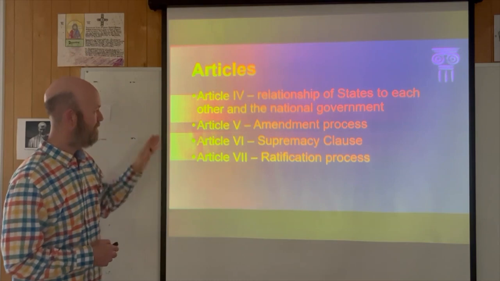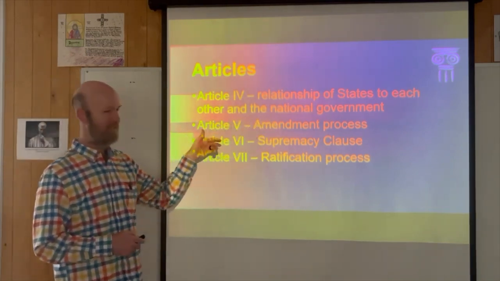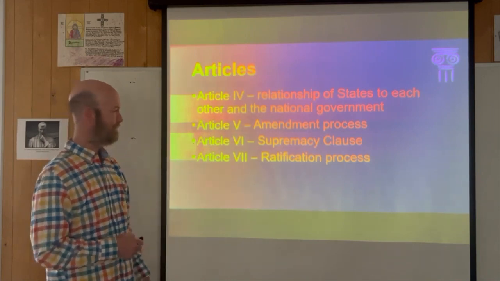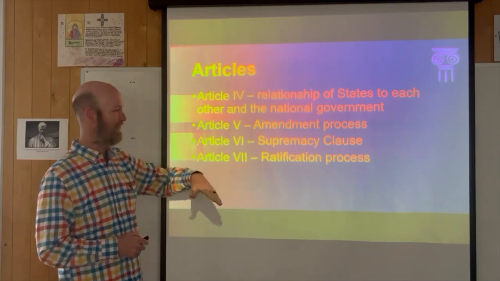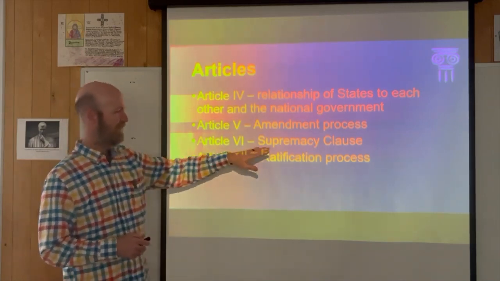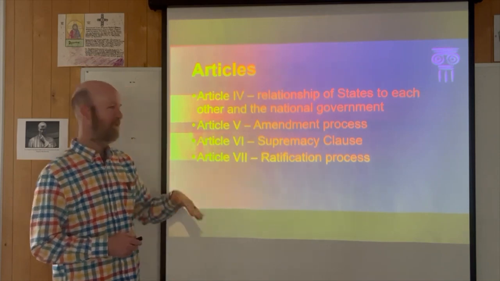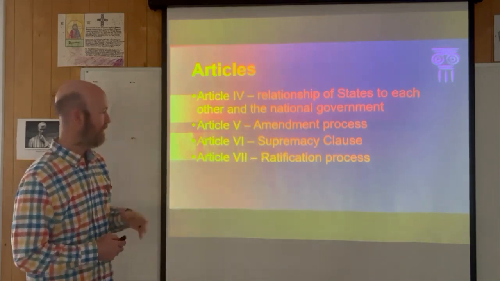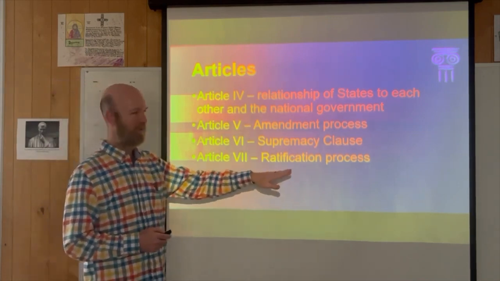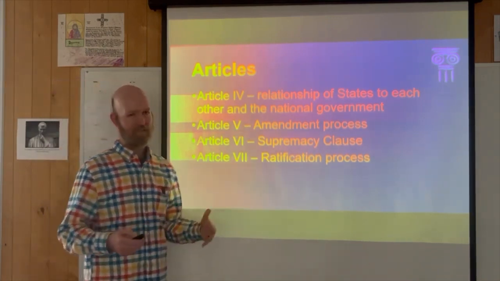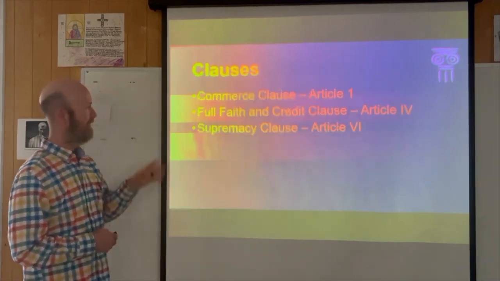Article 4 then gets into the relationship of states to each other and the national government. Article 5 says how the Constitution can be amended. Article 6 is about the supremacy clause, that the national government takes precedence over the state government in order for laws. And Article 7 is just about the process for ratifying, or making, the Constitution official. So now we're going to go into each one of these a little bit more.